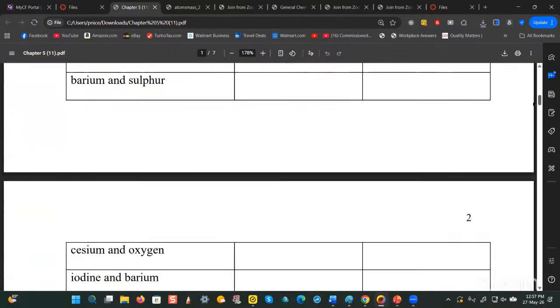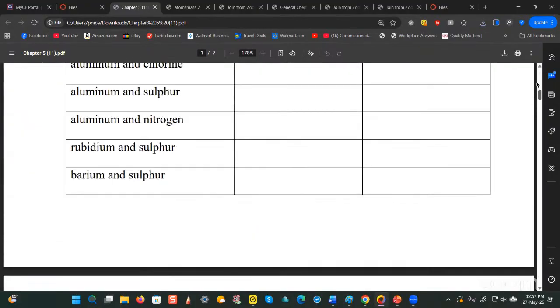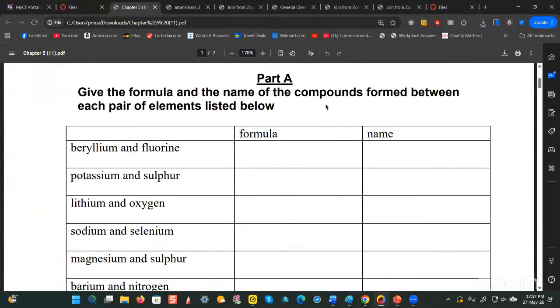Part A, right? In the case of part A, it says, give the formula and the name of the compounds formed between each pair of elements listed below. Let me help you guys out with maybe the first couple of these. For the first one, I would make sure that I have the table, which I've published in Canvas, so you can pull it up on your devices.